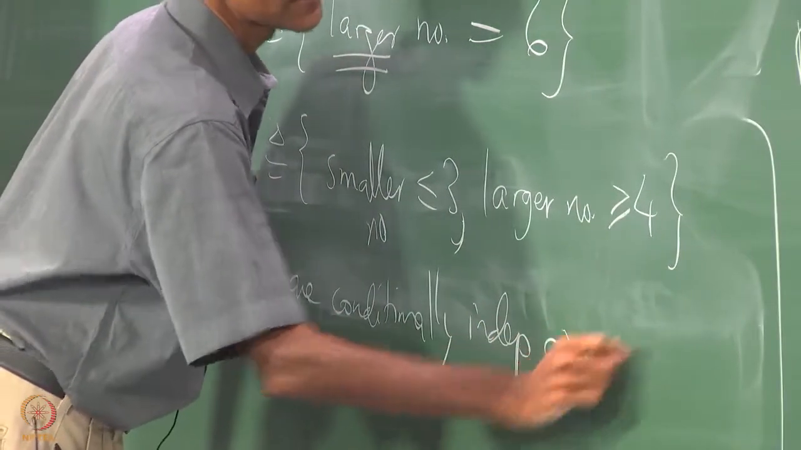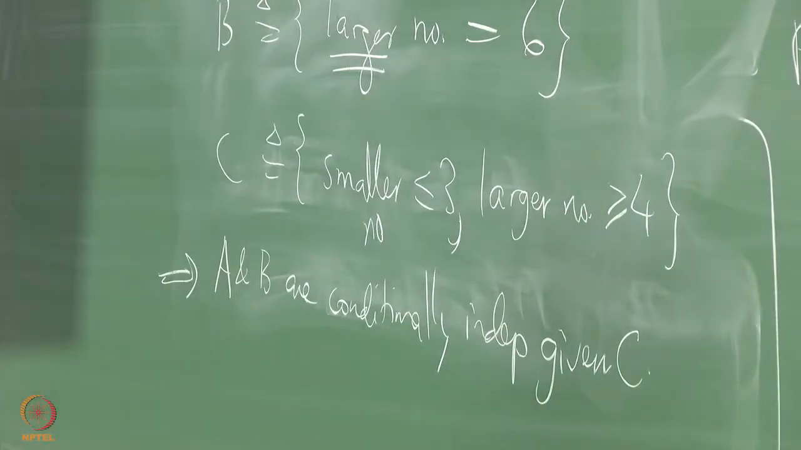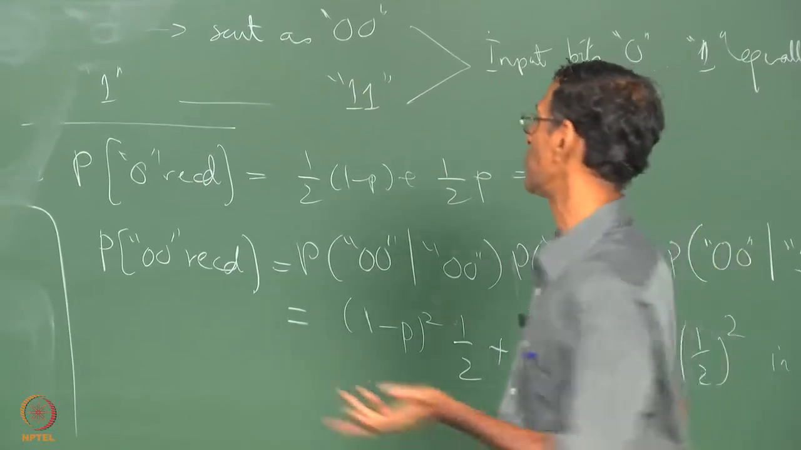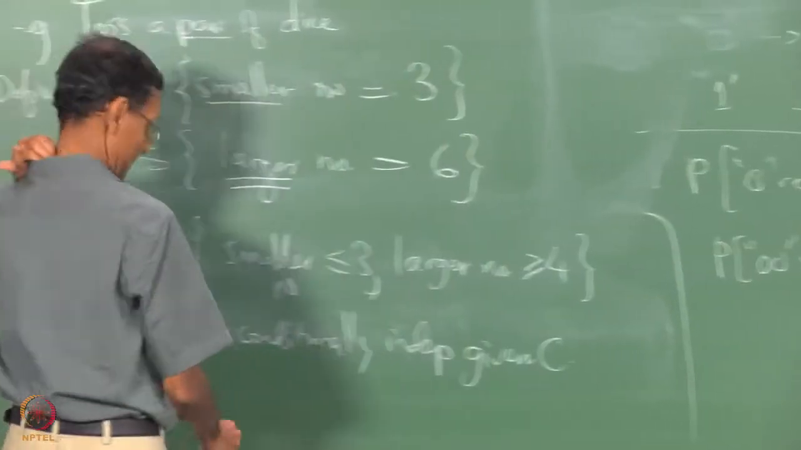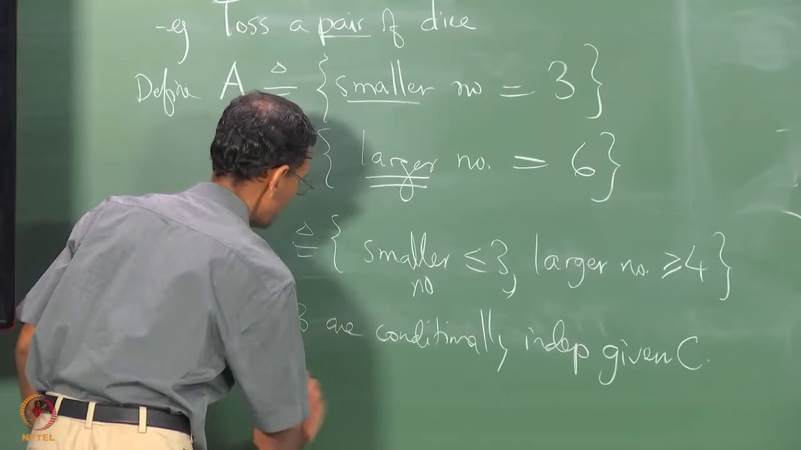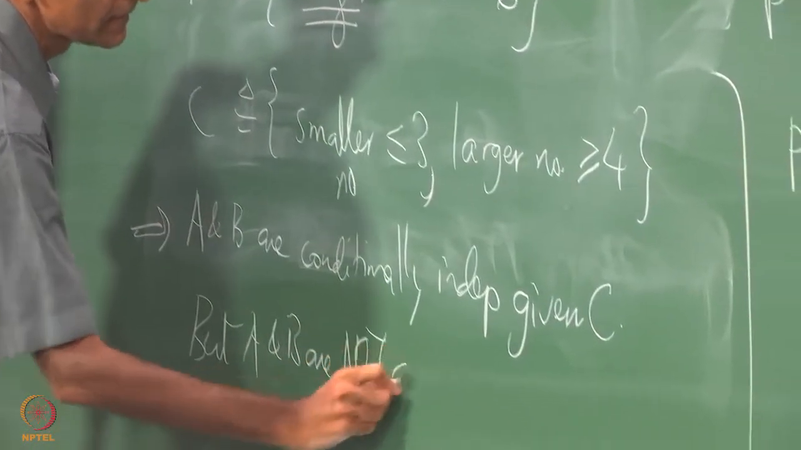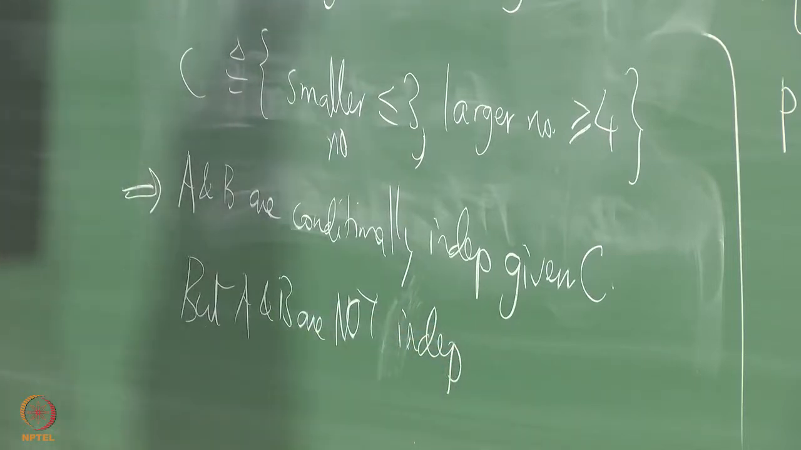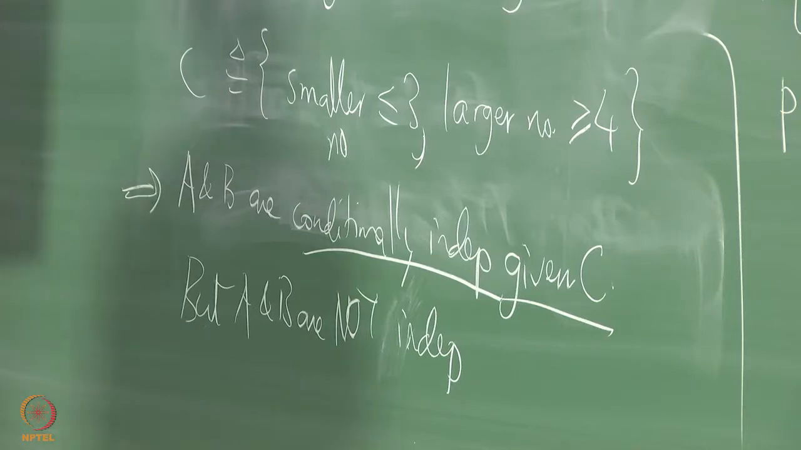How do I prove this? I have to calculate P of AB given C, P of A given C, P of B given C, and do the multiplication. So I need to do all those calculations. But A and B are not independent. They are conditionally independent given C, but they are not independent.